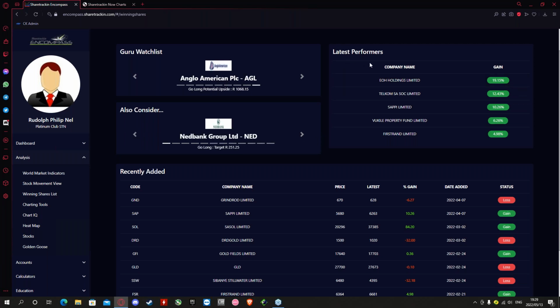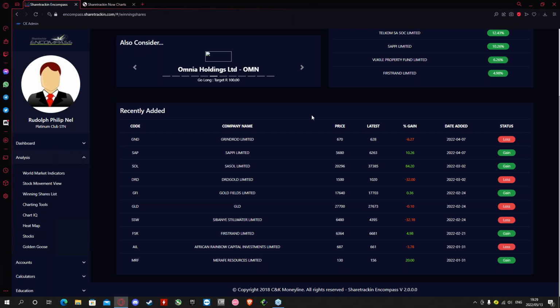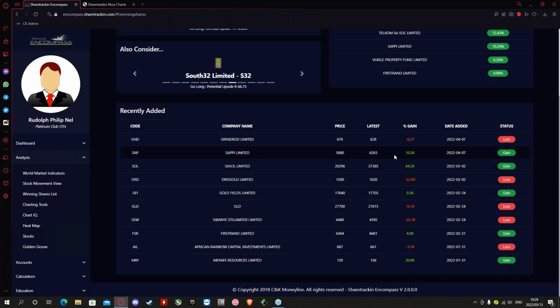Okay, then latest performers. So on the right hand side, we'll show you the latest performers. EOH Holdings with its latest growth of 19%, Telkom 12%, Sappi 10%, Vukile with 6%, and FirstRand with 4.9%, almost 5% growth. So those are the latest performers, which are listed on her recently added winning shares list. Now you'll see that some of these shares did really good, like for instance, Sasol went up with 84%, Mr Price went up with 20%, and then Sappi went up with 10%. Some of these went down, but that's because of the markets being really volatile at this stage, right?